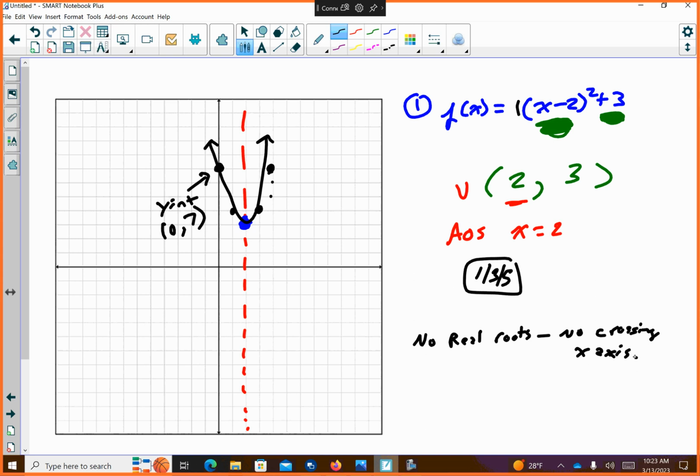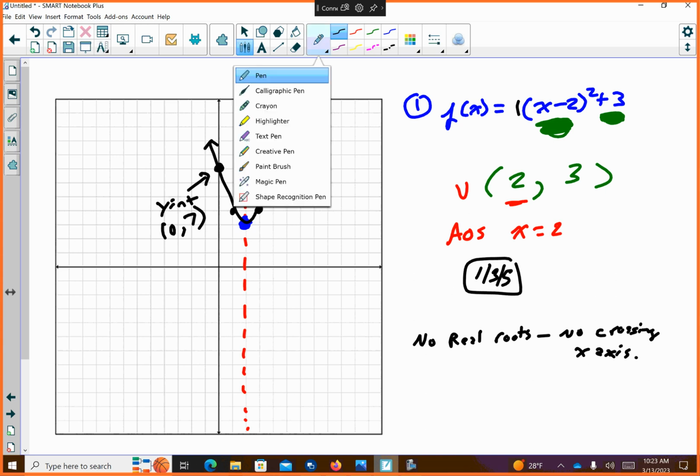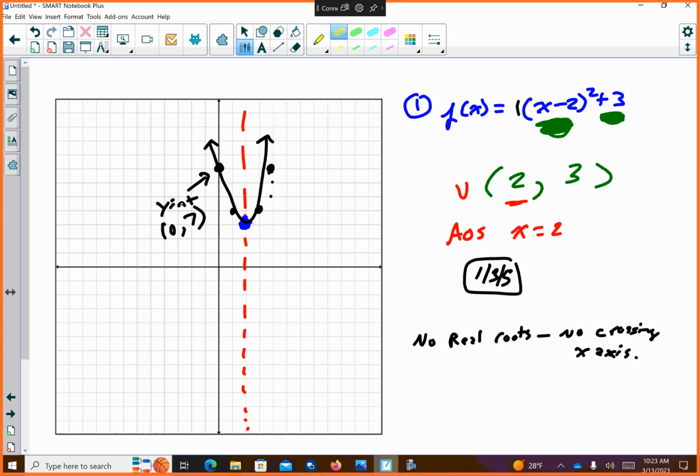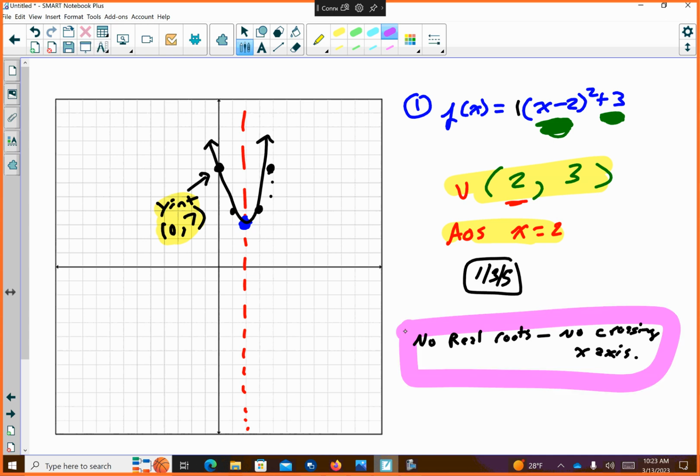Okay. Now, things that the test might ask you. It might say, hey, what is the y-intercept? And you put the y-intercept. Hey, what is the axis of symmetry? Put the axis of symmetry. Hey, what is the vertex? You put the vertex. Will it ask you about the roots? That's possible. Okay, so I think any one of those 4 things, I would say 3 of those 4 things will be asked on every problem you graph.